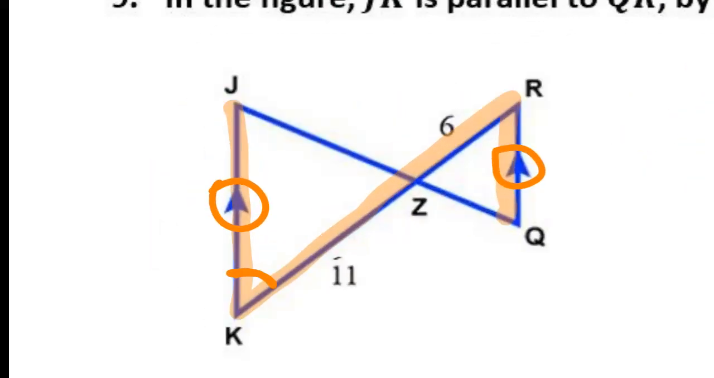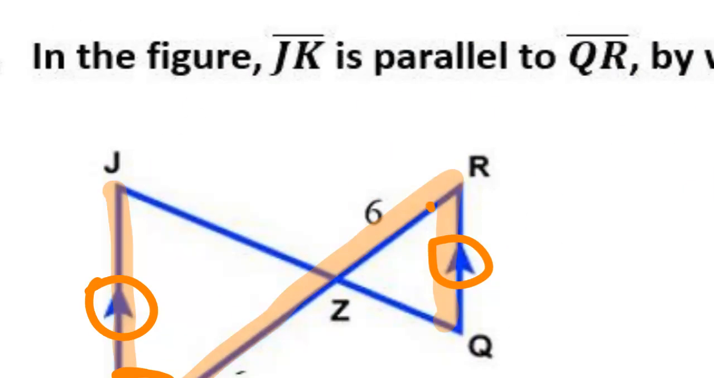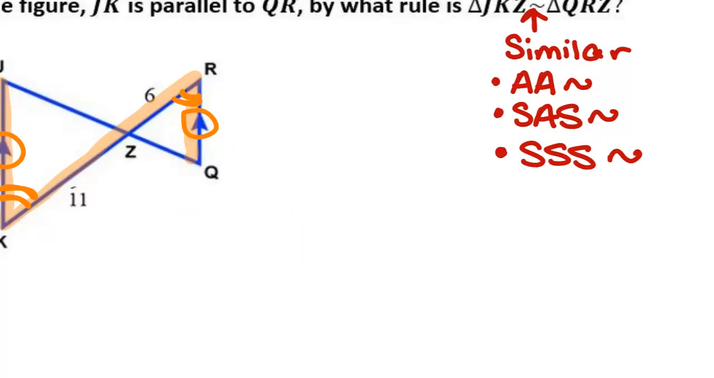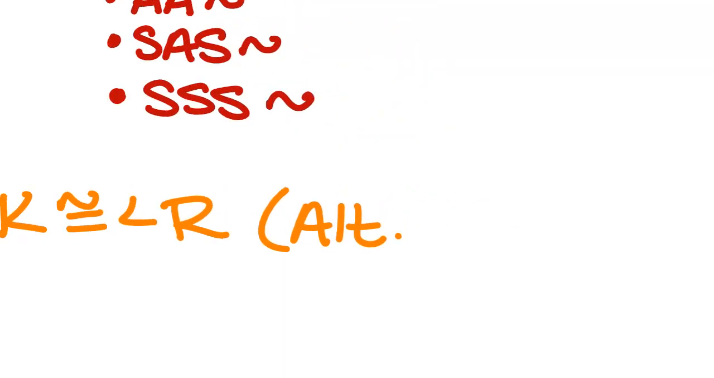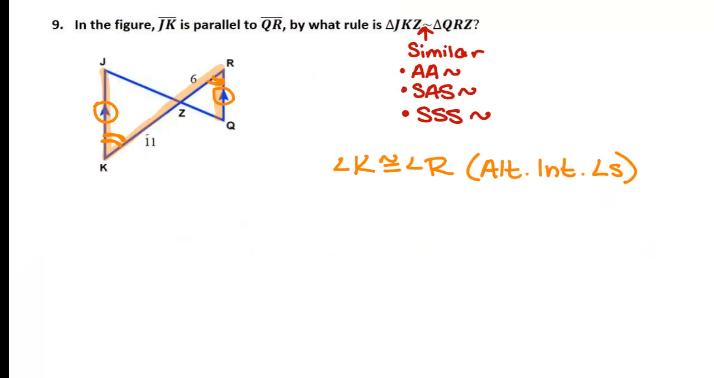And that means that angle K and angle R are congruent because they're alternate interior angles. Angle K is congruent to angle R because they are alternate interior angles.